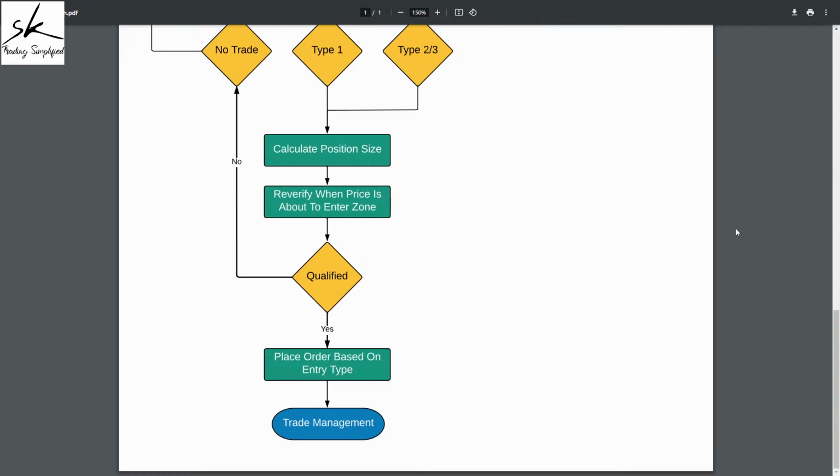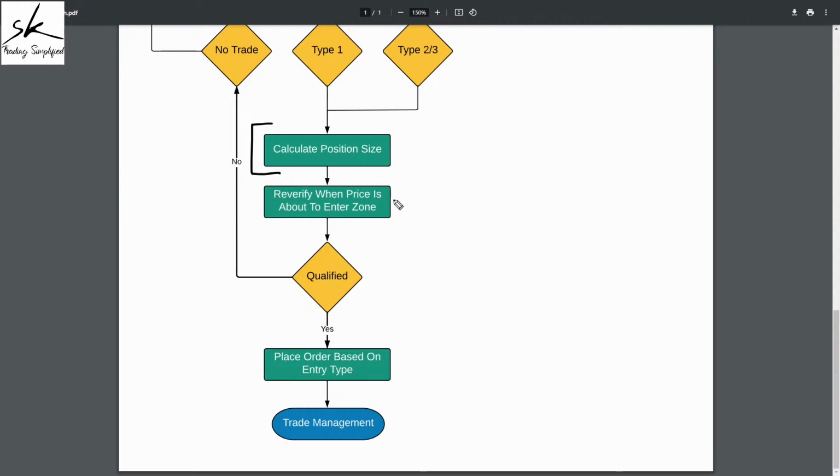Now, no matter how high the quality, no matter how high the probability, remember that any trade can be a stopped out trade, right? Let's assume we do an analysis and it is a 10 out of 10 and an 8 out of 8 zone. It does not mean that it is going to be a sure shot winner. Any trade can be a stopped out trade. So you always have to be ready for the worst case scenario. So based on your risk management rules, you'll do your proper position size calculation.